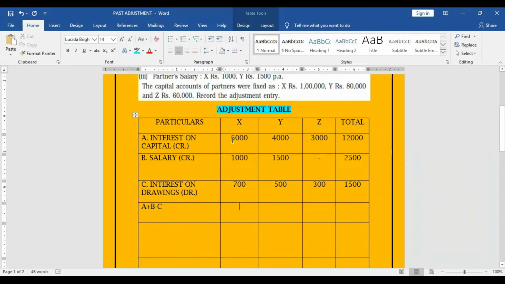For X, what we have to do, interest on capital and salary we have to add together, and with that the debit item we have to subtract. So 6000 minus 700, it is 5300. Here 4000 plus 1500, it is 5500. So minus 500, it is 5000. What we will do is all the subtracting items we will denote within the brackets. So that is the standard followed.